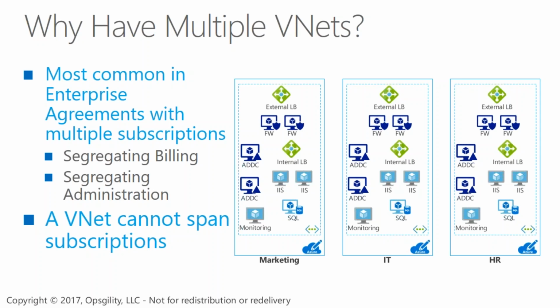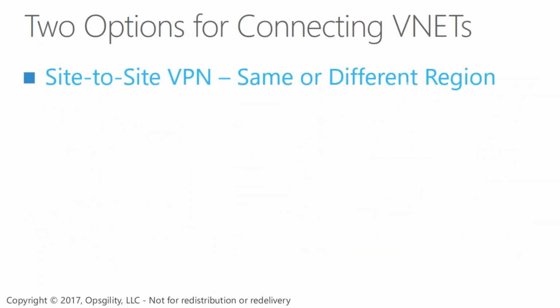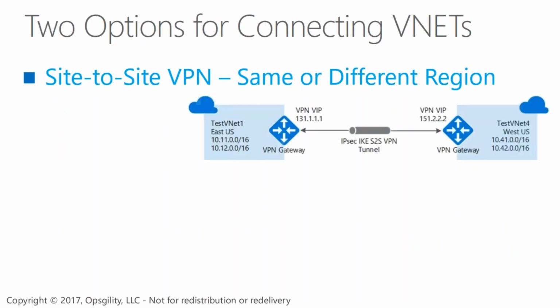So let's talk about some of the options for connecting virtual networks. There's really 2. The first option is the traditional option that we've had since the inception of Azure. And that is setting up a site-to-site virtual network between these different virtual networks. This is going to work whether the virtual networks are in the same Azure region or in different Azure regions. You can see here in the diagram, I've got 2 virtual networks. One is set up in East US, the other is in West US. And I've deployed virtual network gateways. And then I've connected those VNets using a site-to-site VPN connection.